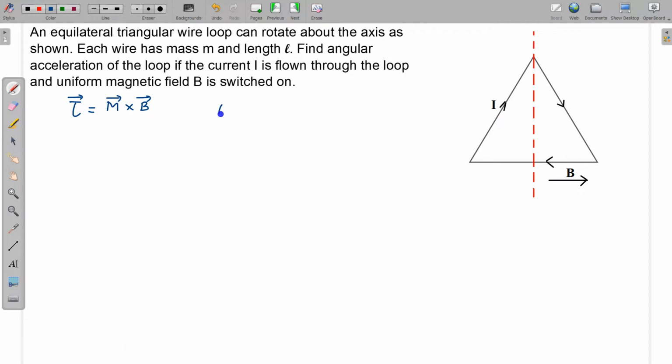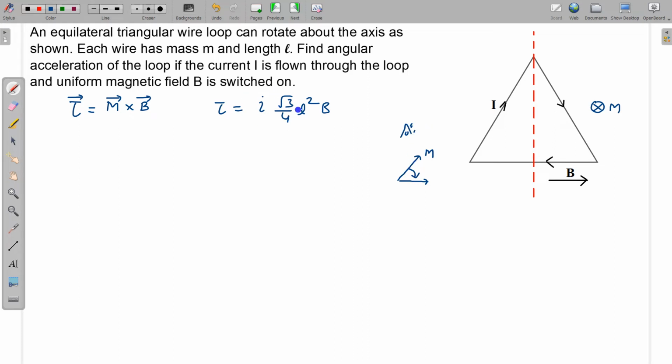M is equal to current multiplied by the area enclosed by the loop. So this torque has magnitude I times the area of the equilateral triangle, which is √3 by 4 side squared, that is L square, into B. So this is the torque. Since the vector M is in the inward direction, into the plane, and this is B, the torque will be like this. If we look from above, the torque will be something like this.